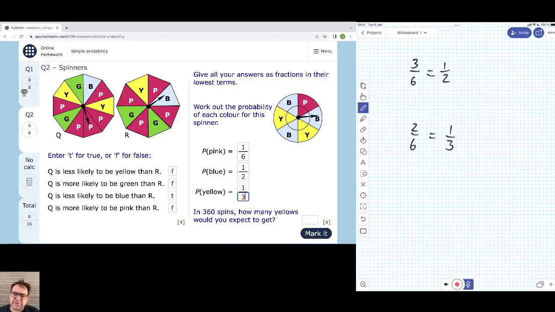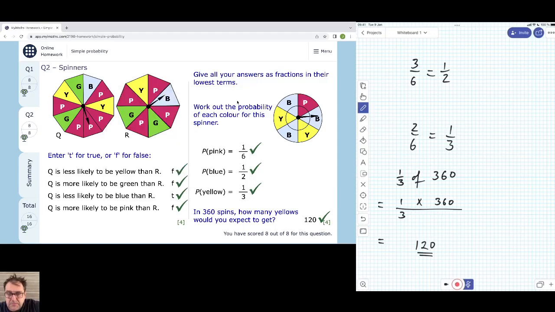In 360 spins, how many yellows would you expect to get? Well, you'd expect to get yellow a third of the time, because the probability is a third. So you'd expect it to be a third of 360. So a third of 360 is 1 on the top, 3 on the bottom, times 360, which works out to be 120. So you'd expect 120. Let's just mark that. And there we are.